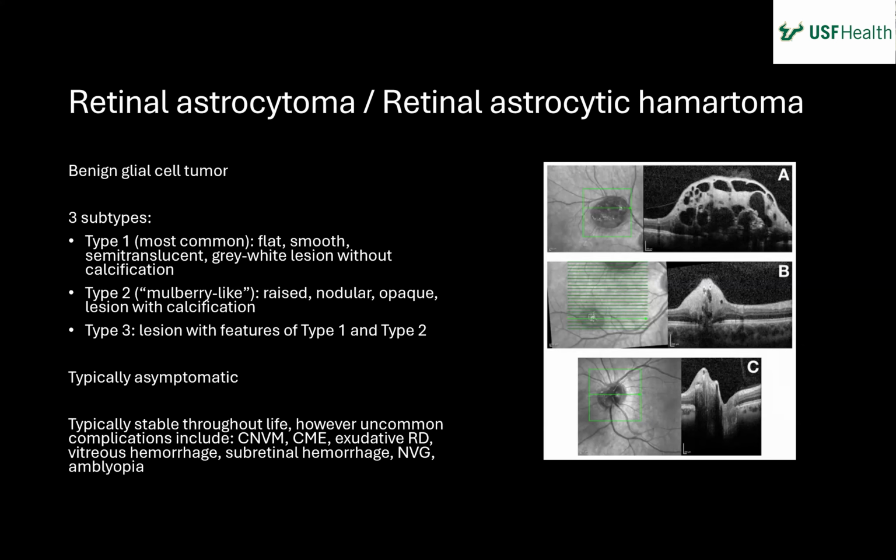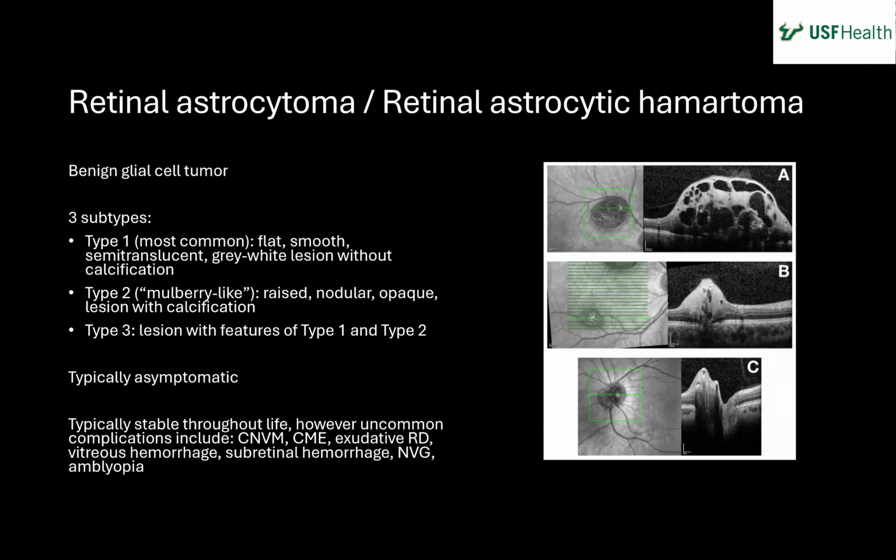So type 1 was the most common, which is similar to what this gentleman had: flat, smooth, clear borders, semi-translucent, more of a gray-white lesion, which it sounds like was the case for the gentleman, without calcifications. Type 2, I feel like, is the one we typically think of: mulberry-like, raised, nodular, opaque, and the lesions have calcifications. Type 3 is a mix between the two with features of both. Typically asymptomatic, unless it's causing complications or based on location.